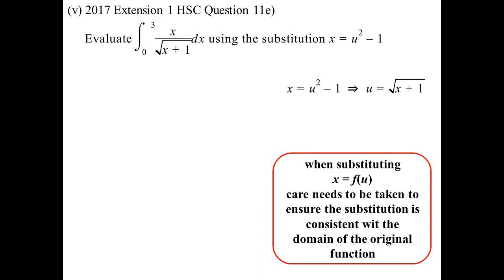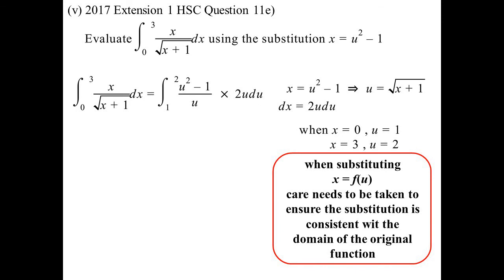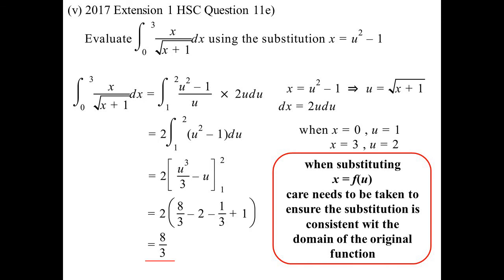x equals u squared minus 1 means basically u is the square root of x plus 1. But dx will end up being 2u du, so I can sub that straight in for the dx. The limits, they'll change to 1 and 2. Let's see what we end up getting. So we've got (u squared minus 1) over u times 2u du going from 1 to 2. Oh, it all rhymes, u's and 2's. 2 times the integral from 1 to 2 of u squared minus 1 du. Add 1 to the power over the new power, sub in, and we get our answer.